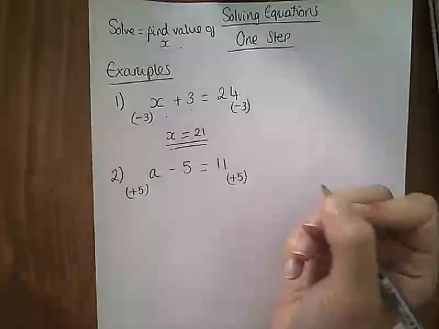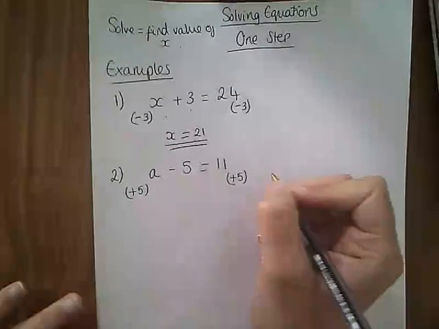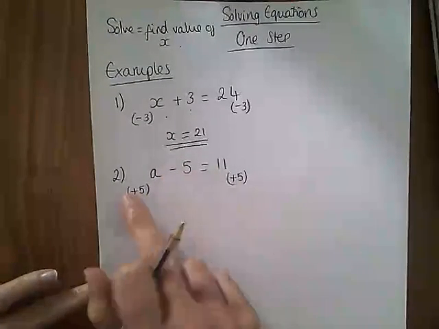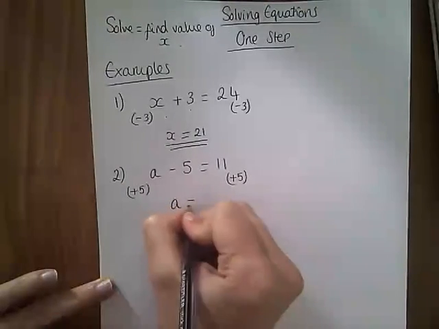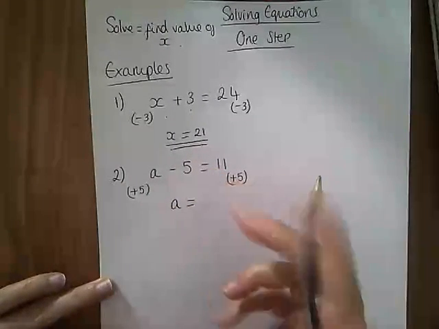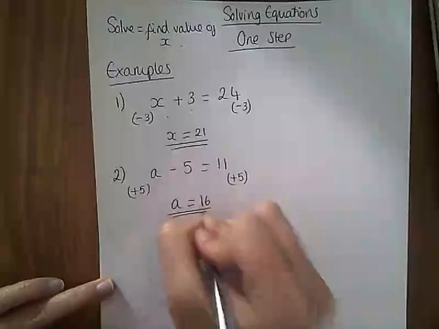So if I do take away 5 and then I add 5, I'm left with just a. And I've got to do 11 plus 5, which makes 16.